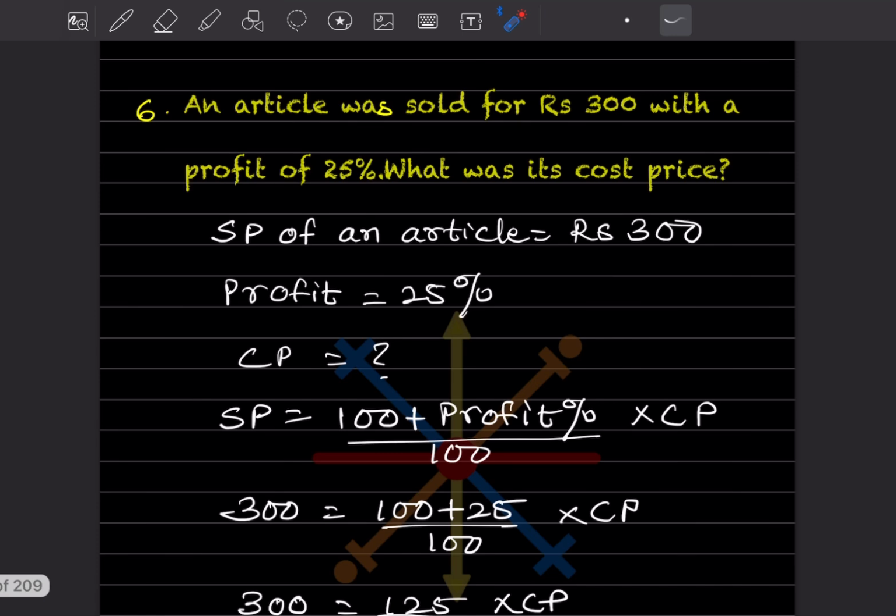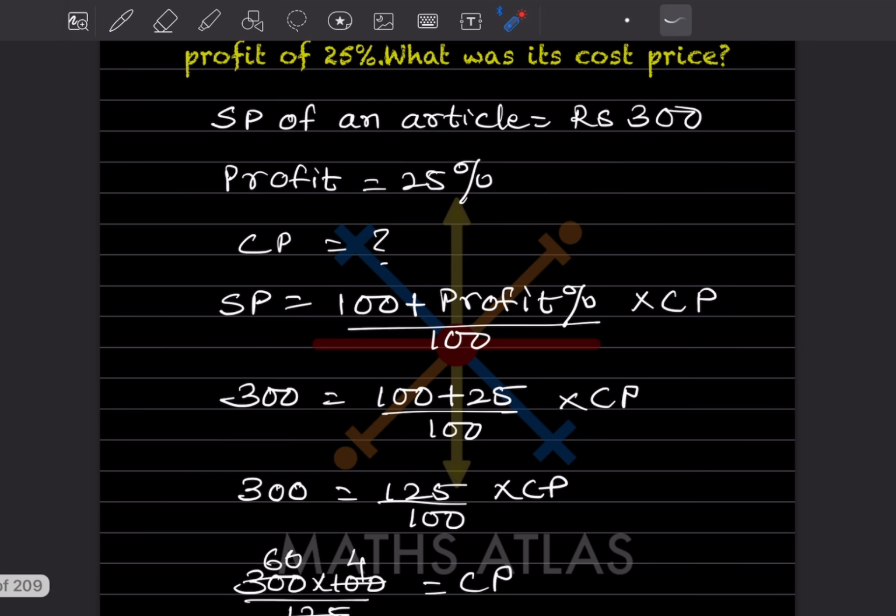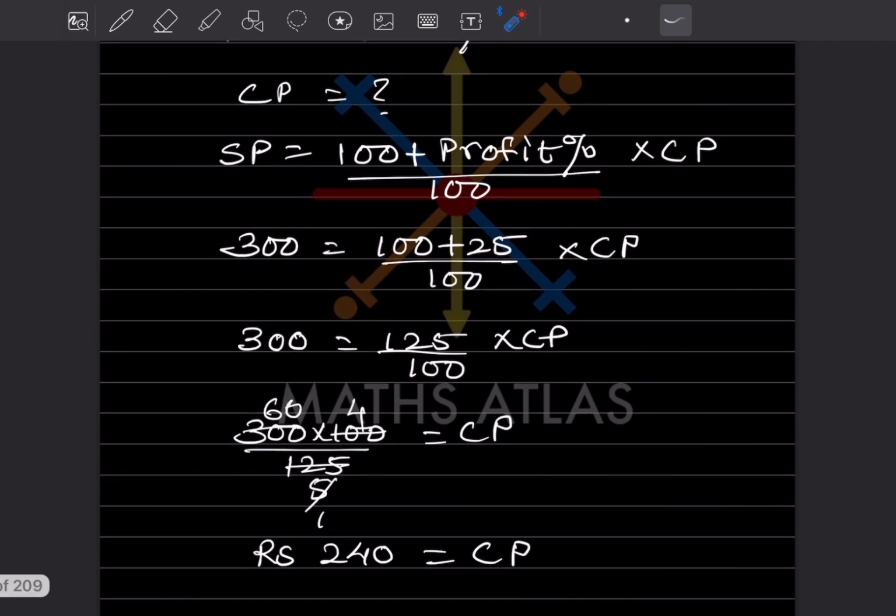The selling price is given as 300. This 100 as it is. Profit percentage is given as 25. This will be 100 into the cost price. So this 300 as it is, and this will be 125 equals 100 into the cost price. So now this will be 300 into 100, and this will go in the denominator, that will be 125. That is the cost price.